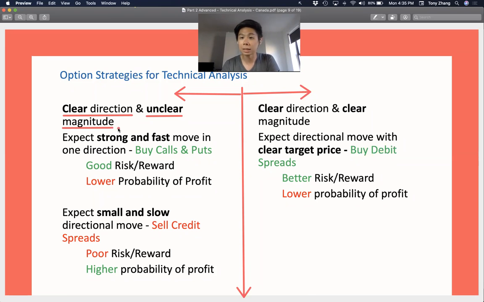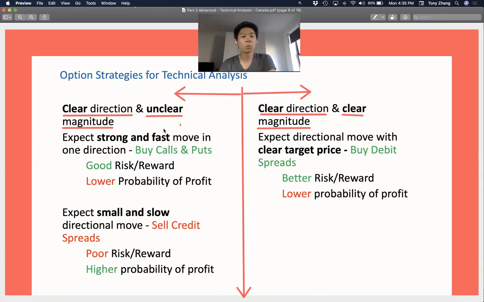Now, what you're going to find is that there are different option strategies suitable for this type of outlook. And then there are other times where you're going to say, I have a clear sense for direction and I have a very clear sense for magnitude. So I think the stock's going to go higher, and I think it's going to go higher by 10%. Those are the two possibilities of where you'd fall under when you're doing some type of analysis. And there are certain option strategies that are suitable for each one.